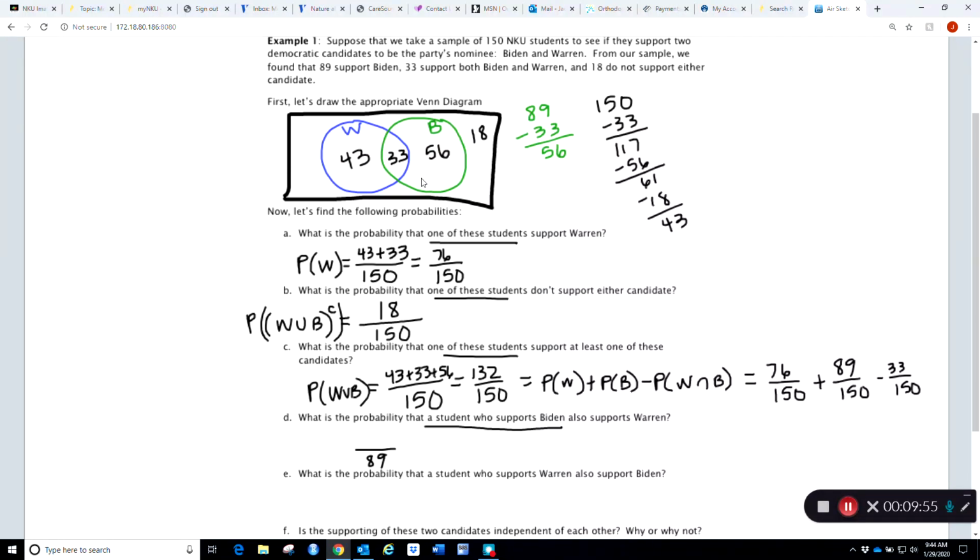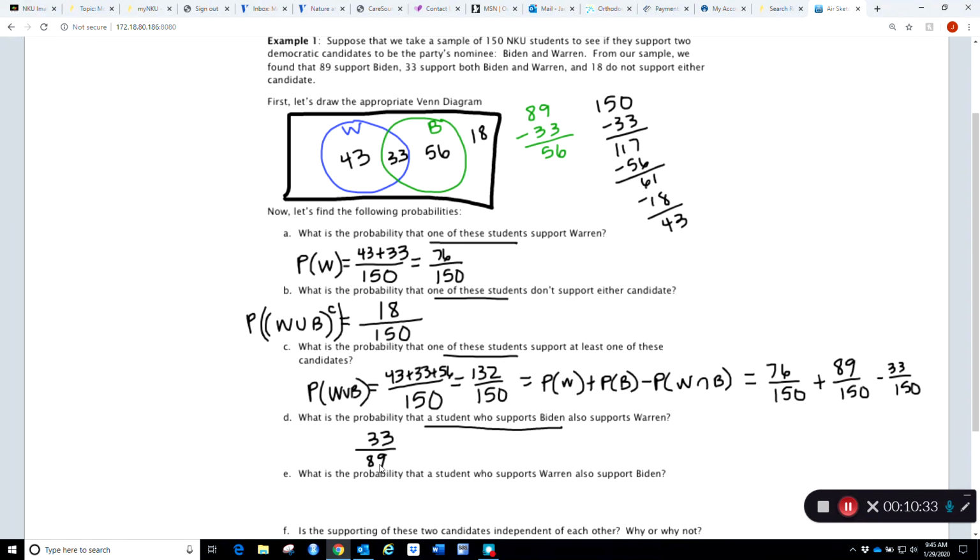Well, if I look at where I am of these 89 students, how many of them support Warren? Well, it's just that 33 that I see. So it's just going to be 33 out of the 89. Again, how this is different. Above, just one of these students, one of these students, one of these students. And every time I saw that, I had 150 on the bottom. But now we're not just talking about one of these students. We're talking about a student who supports Biden. So I can't use that entire 150. I only have 89 students who supported Biden.